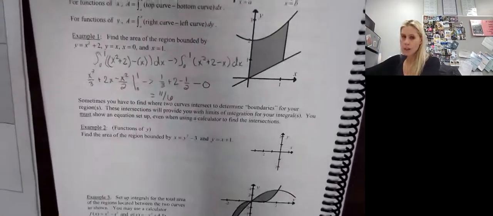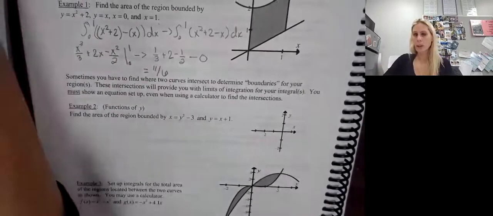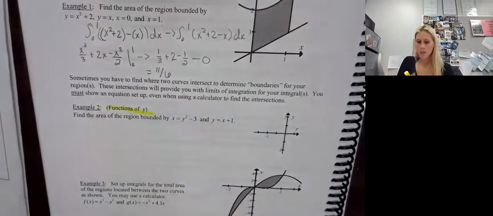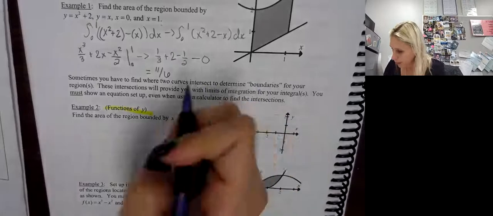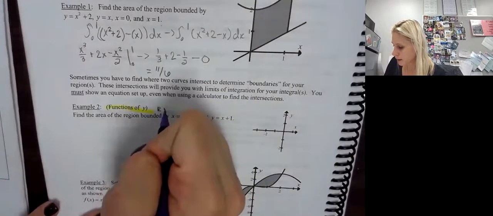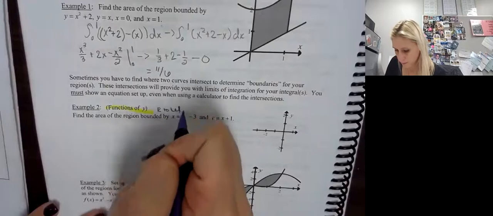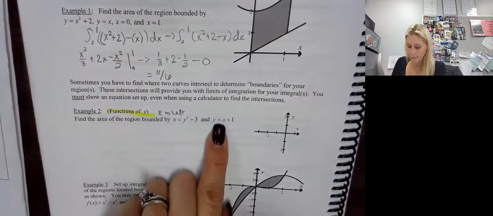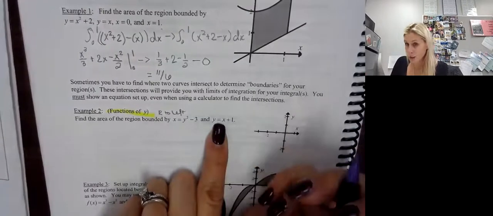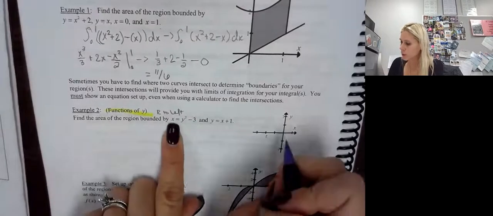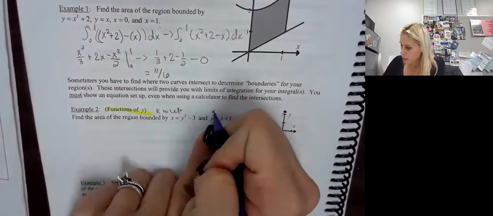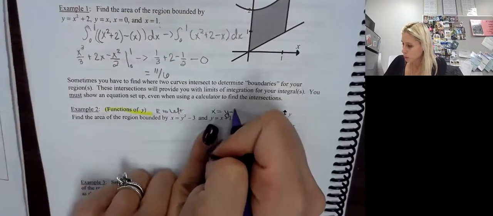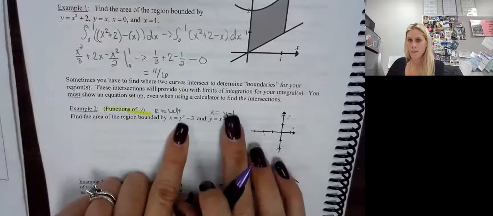So one thing I want to point out with example 2 also is we are in terms of y, a function of y. So a couple of things to keep in mind. We're thinking about right to left, and even though we can graph this, when we solve for intersections, we need to make sure that we solve for x. So this would be x equals y minus 1. Okay, so that helps us solve for it.